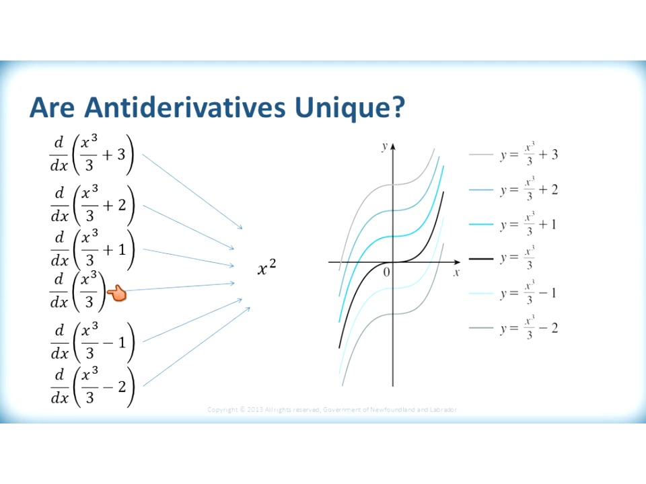Now when I take the derivative of those, and we all know how to do that, the derivative of x cubed over 3 is x squared. And the derivative of any one of these constants would of course be 0. So the derivative then of all of these functions would be exactly the same thing. It would just be x squared. Okay. Now, what does that mean in terms of antiderivatives?